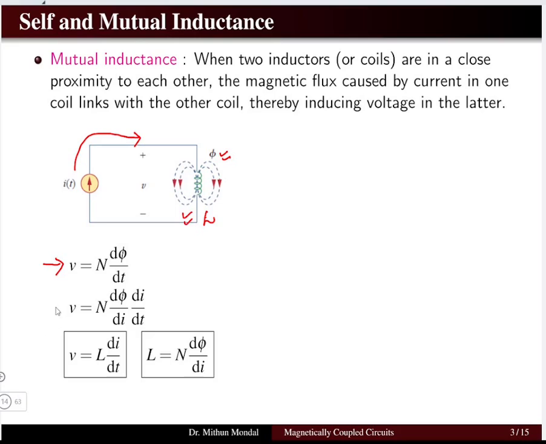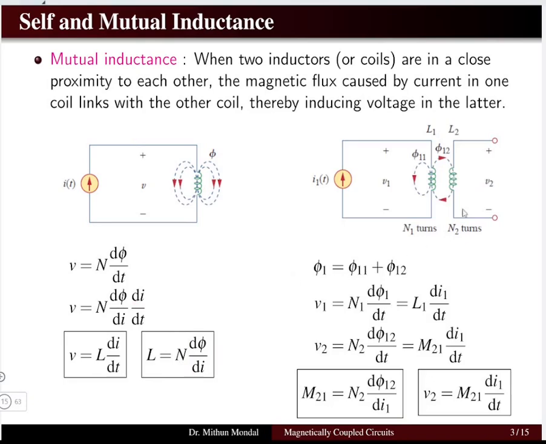Now we divide and multiply by di on both sides, in the numerator and the denominator. So we get that the voltage across the inductor is equal to L di by dt, and the inductance will be N d phi by di. So the rate of change of the flux d phi with respect to the current di, multiplied by the number of turns in the coil, will give you the self-inductance. Here we have only one coil, so we call it the self-inductance of the coil.